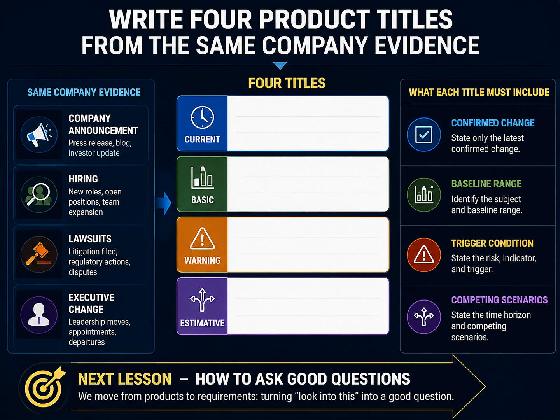If the titles are difficult to write, the problem is usually not that you forgot the product labels. The requirement itself is still vague. In the next lesson, we return to the beginning of an investigation and turn "look into this company" into a question that can actually be answered and reviewed.